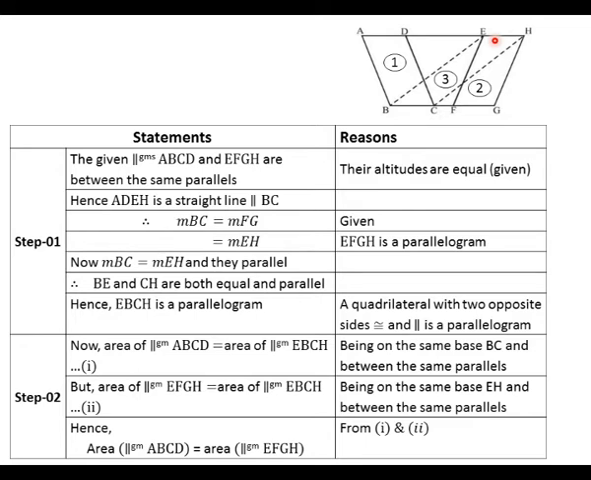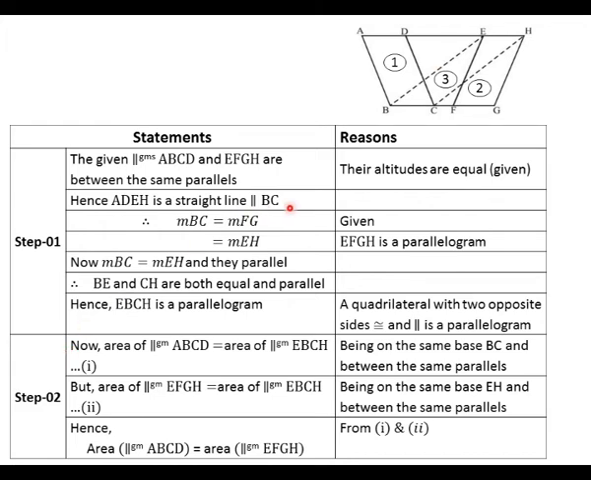And we have a theorem that any quadrilateral with two opposite sides congruent and parallel is always a parallelogram. So we can now say that EBCH is a parallelogram. This all was step 1.